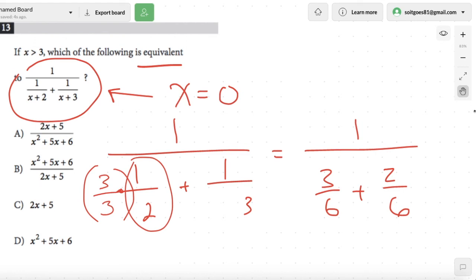Okay, good. And then when you're multiplying fractions, just multiply across the numerator and multiply across the denominator. 3 times 1 is 3. 3 times 2 is 6. You get 3 over 6, which is what we started with. Does that make sense? Yes. Okay. Same thing here with 1/3.